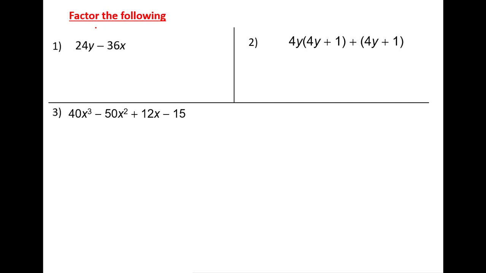Hi everybody, this is a revision of the first lessons that we took together. The first thing I'm going to talk about is factor the following.